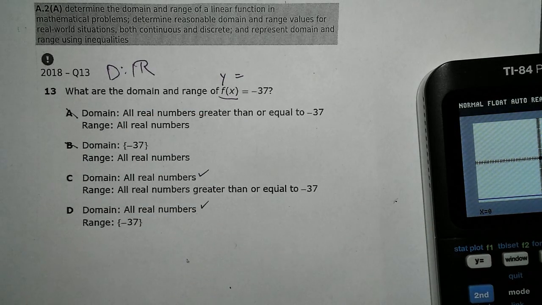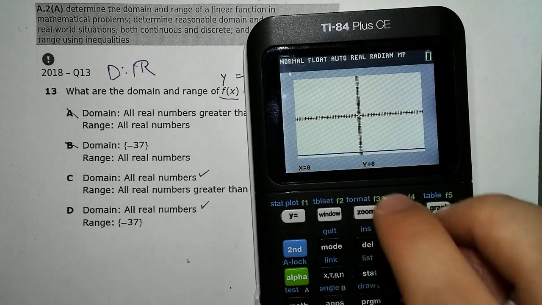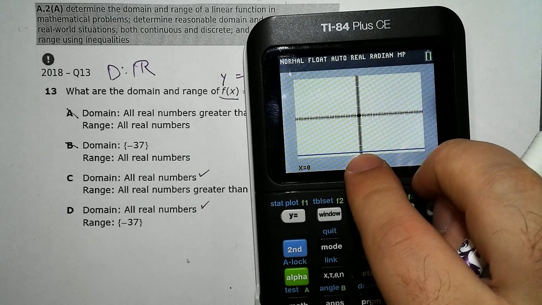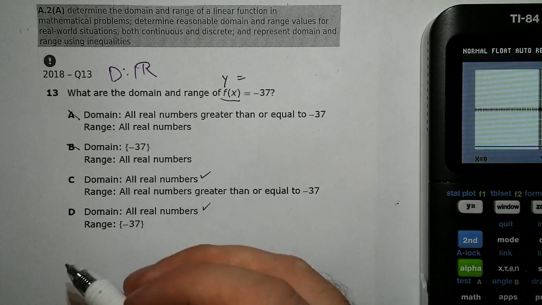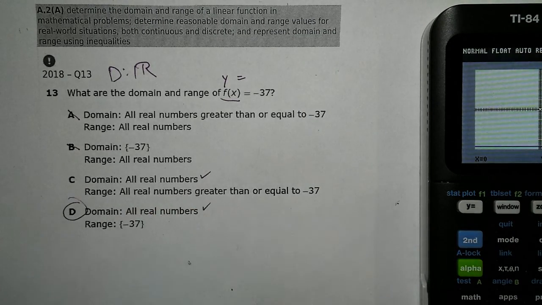Now, let's look at the range. Well, the range is how much up and down it goes. It only goes to negative 37. It doesn't go up or down any. It's flat. So the range is just negative 37. So the answer is D.